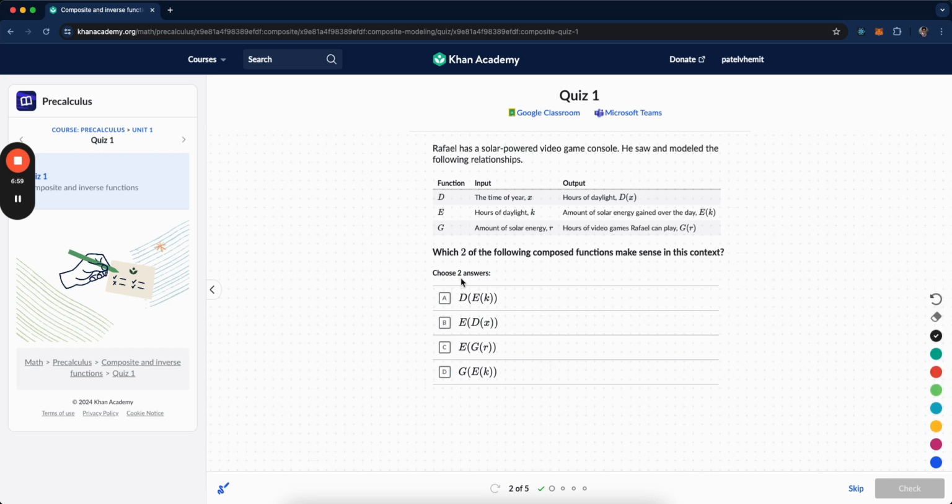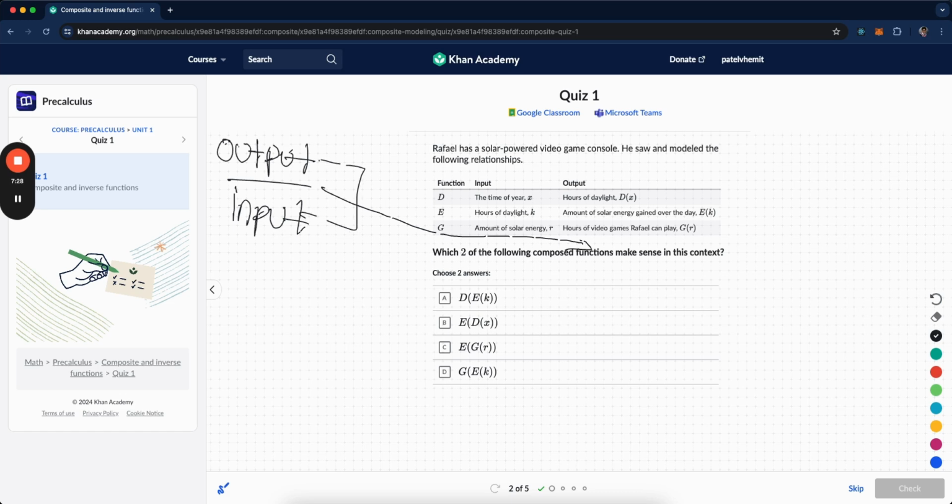So for a composed function to make sense, what we need is the output of one function being the same as the input of another function. Because that's the whole point of composition. You're taking the output of one function and making it the input of another function. So they have to share those two variables. They have to serve the same purpose.